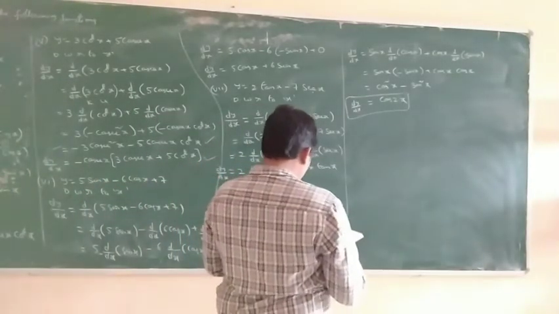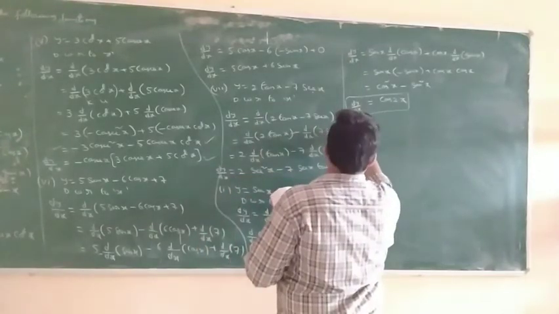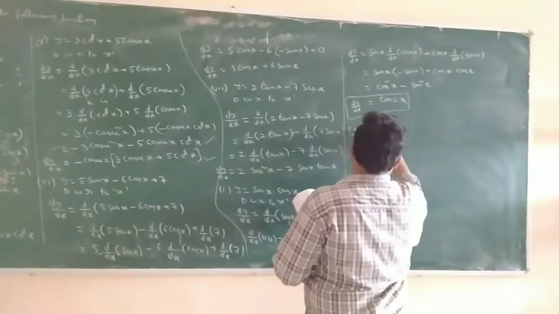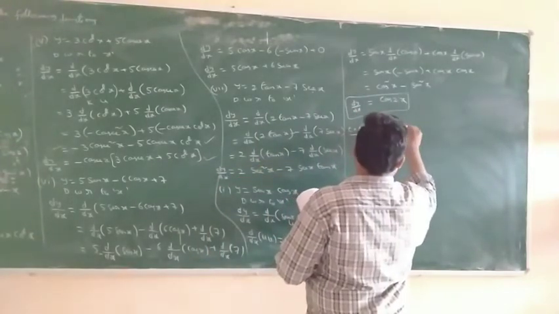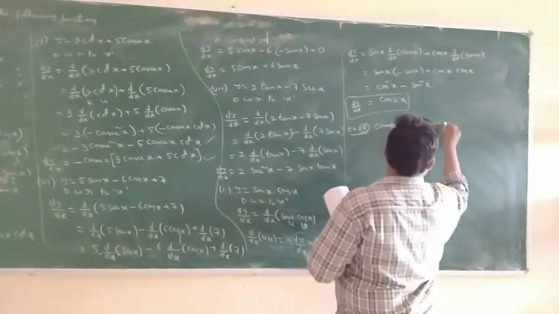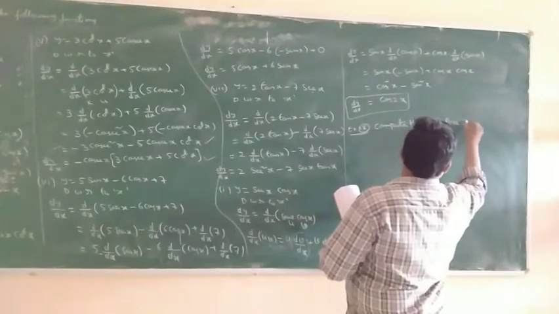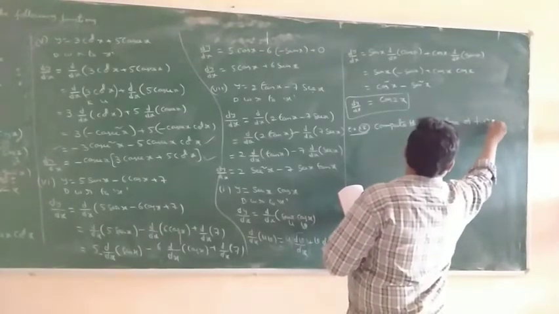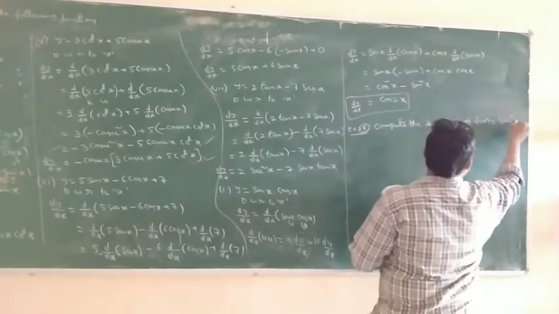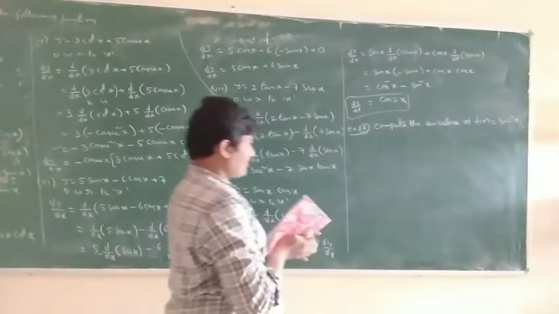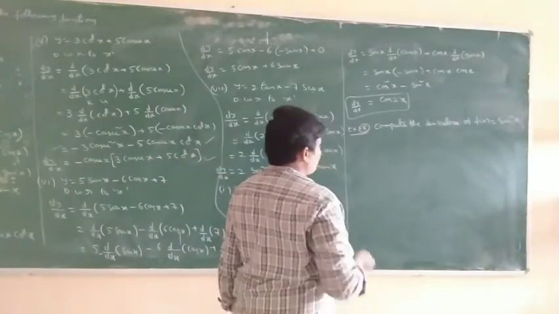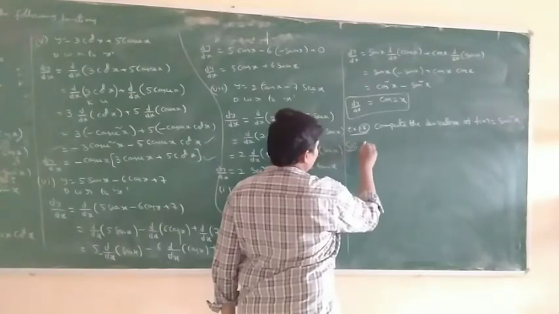Next, example 18. Compute the derivative of f of x is equal to sine square x. Sine square x.